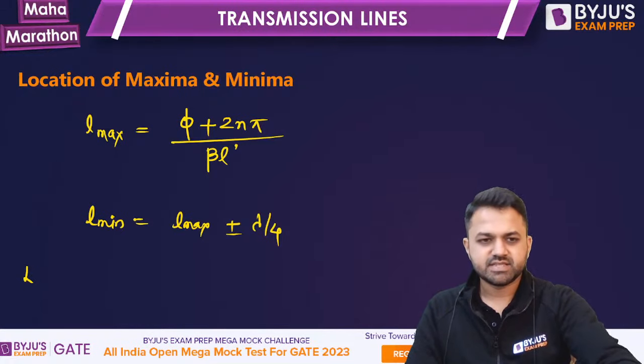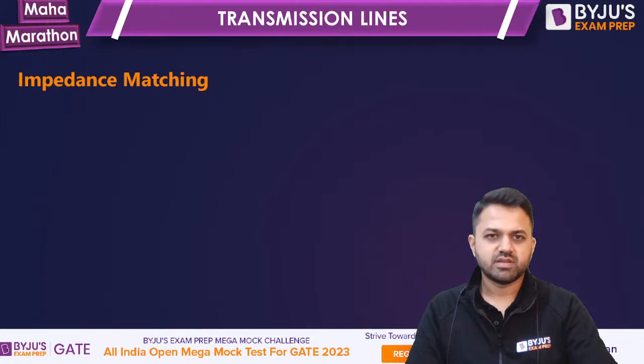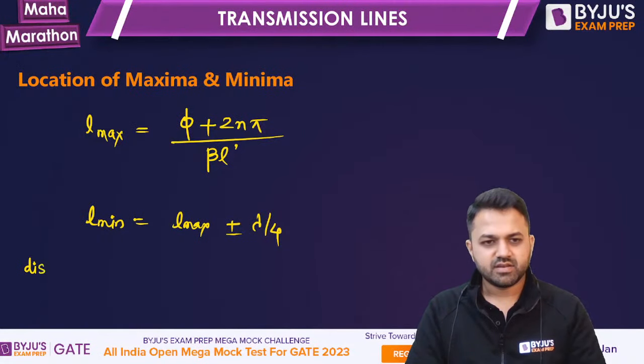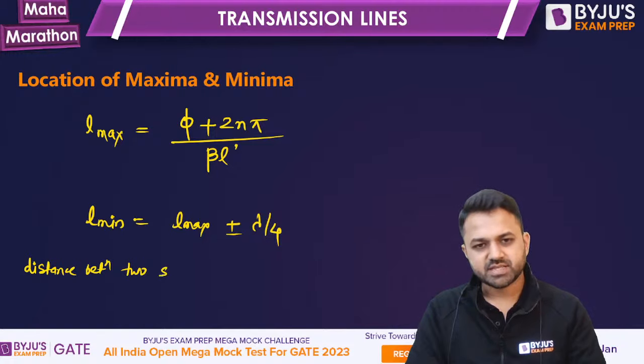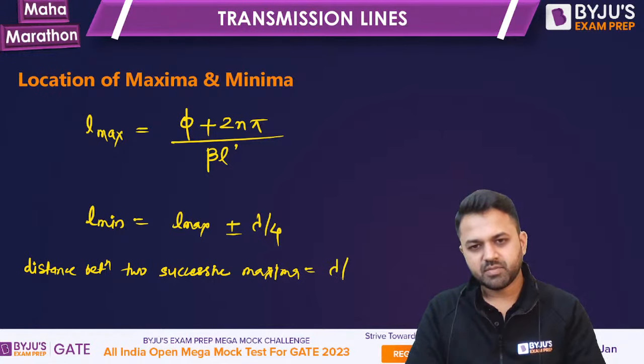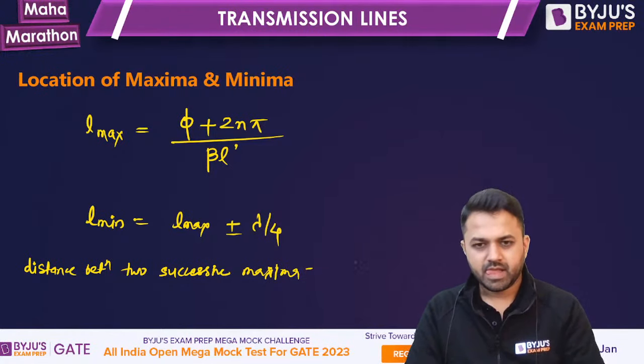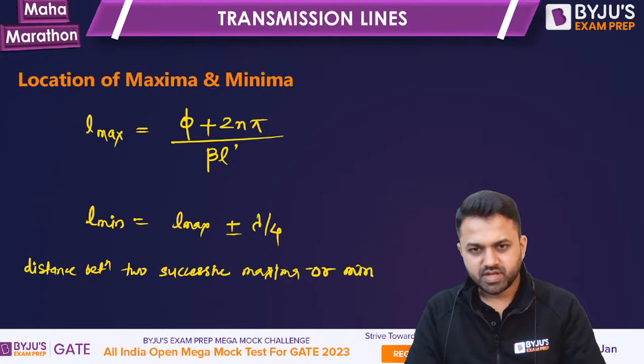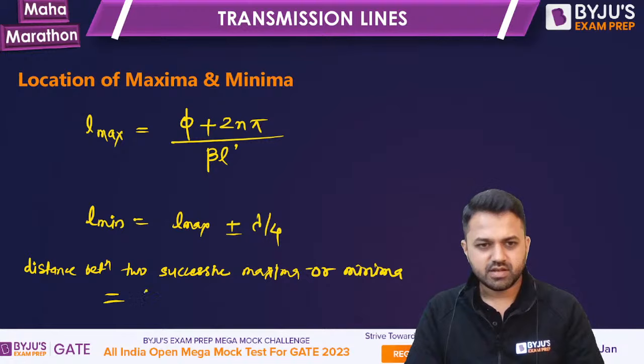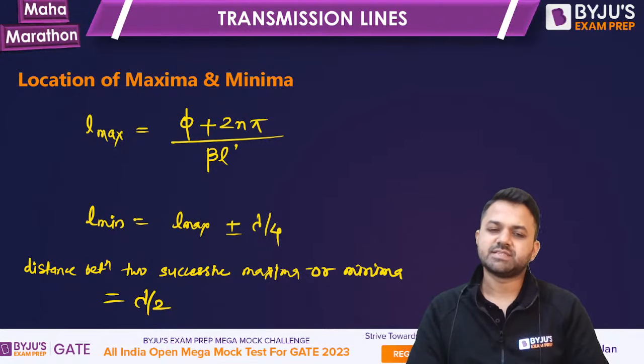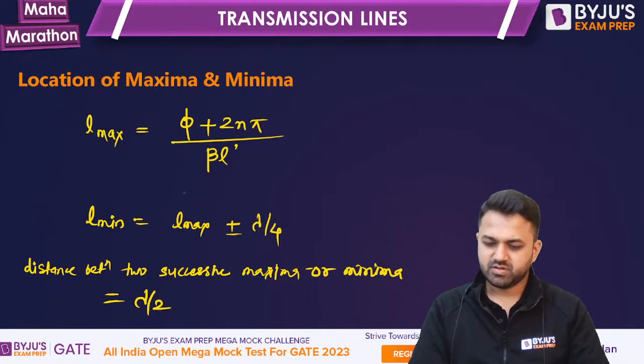Distance, let's write distance. Maybe I have written over here. Distance between two successive maxima or minima is lambda by 2. And distance between maxima and minima is lambda by 4.